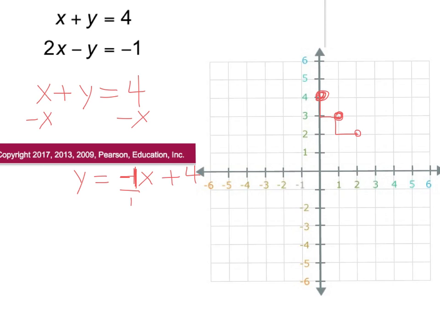Down 1, right 1. Dot. Down 1, right 1. Dot. And I would continue this pattern until you have filled the whole grid up because you never really know where they're going to cross each other.